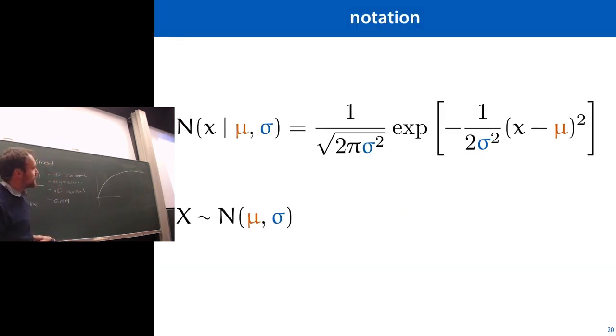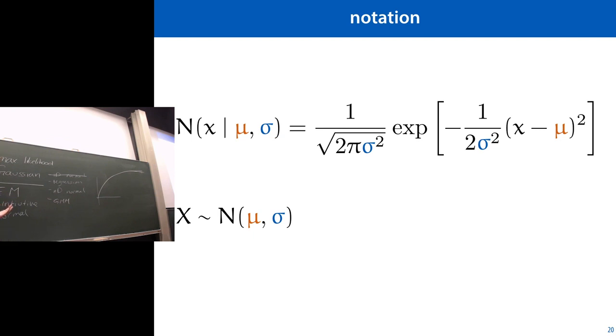A bit of notation first. If we talk about the probability density of a point under a given normal distribution with a given mean and variance, we write it like this, x given those parameters. And if we talk about a random variable distributed according to a distribution or sampled from a distribution, we talk about this.